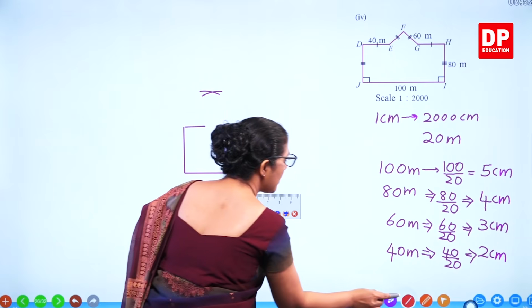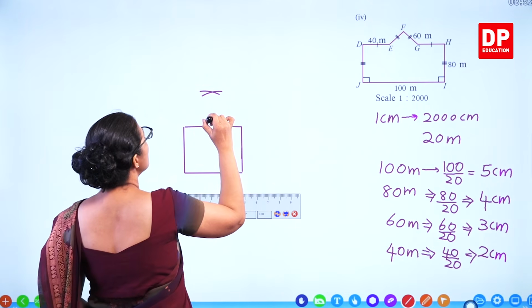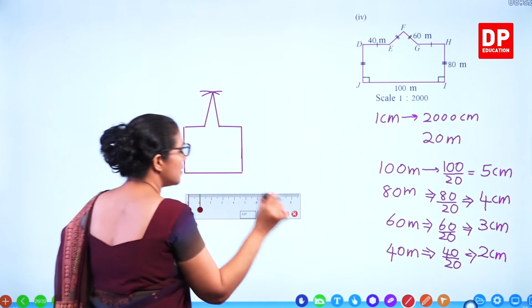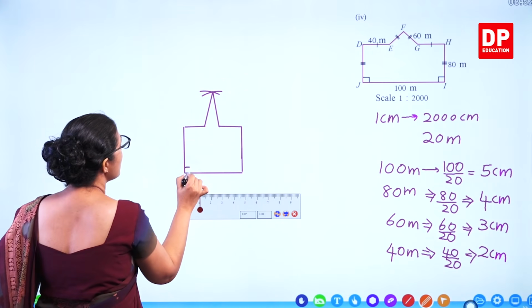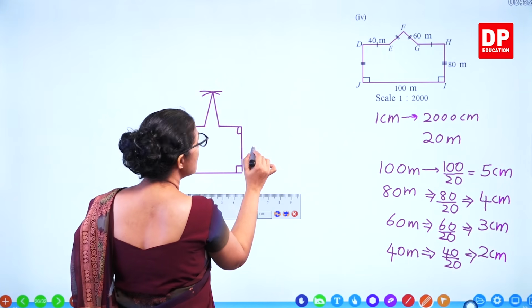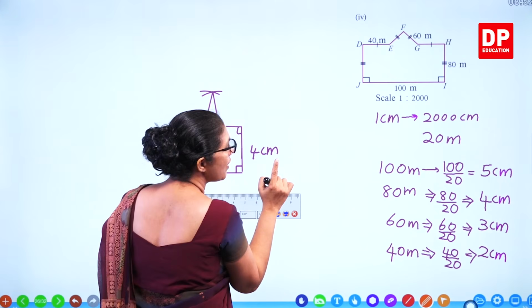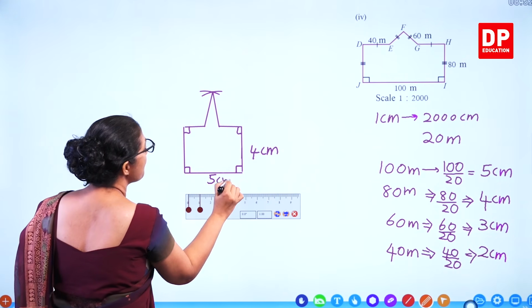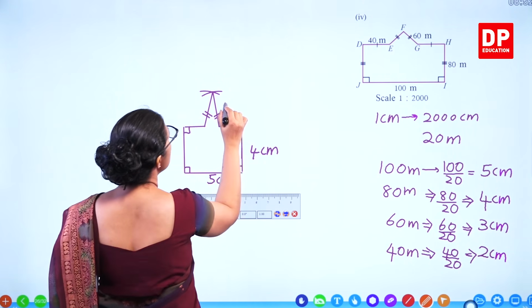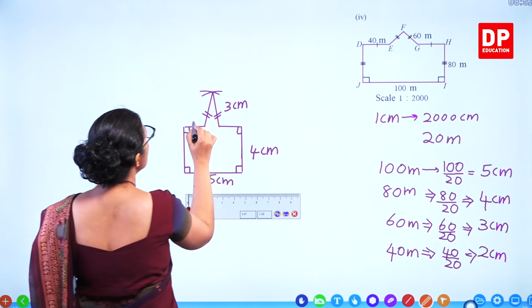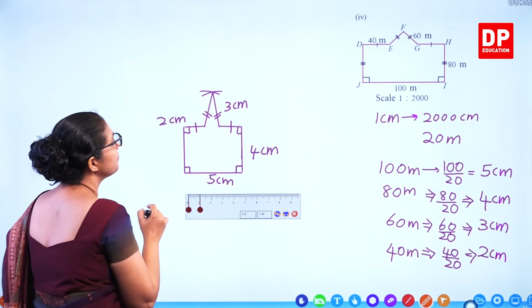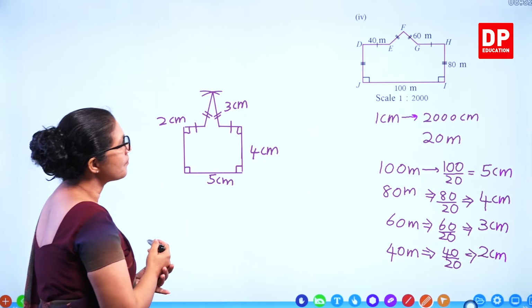Now you can connect all the points with the ruler. So here to here and here to here. So you get all these points now. This is 90, 90, 90, 90. This is 80 means 4 centimeter length. 100 means 5 centimeter length. And these two are equal. That's 3 centimeters. And these two are equal. That's 2 centimeters. So this is the scale diagram.